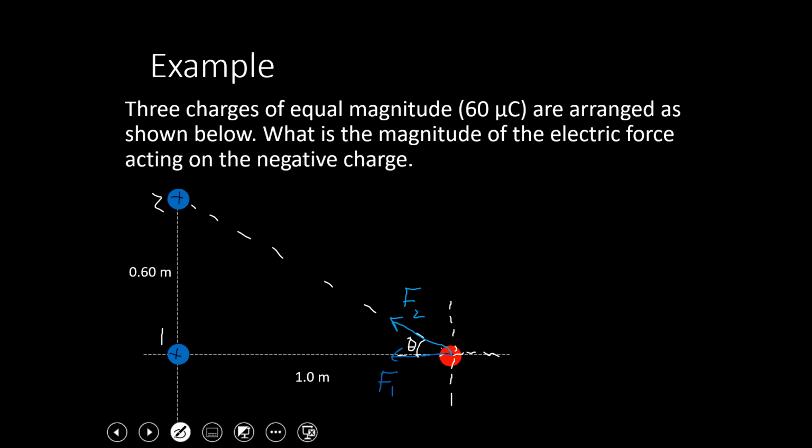Theta. Okay, how can I find theta? Well, if you see the triangle there, the 0.60 meters is the opposite side and 1.0 meters is the adjacent side. So if I want to find the angle theta, I could choose tan inverse of my opposite side over the adjacent. Okay, and I just plug that into my calculator and I get pretty much 31 degrees.